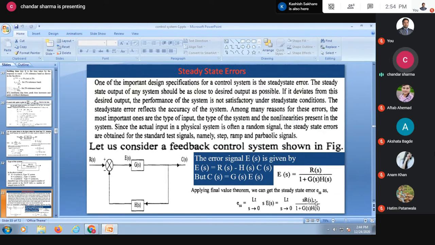The type of the input may be step, ramp, or parabolic, and also the type of the system. So it depends on four factors: forward path, feedback path, type of the system, and type of the input. Step, parabolic, and ramp are the types of input, whereas the type of the system may be 0, 1, 2, 3 and so on. So this is the formula for calculating the steady state error, that is limit s tends to 0 of s times R(s) by 1 plus G(s)H(s).